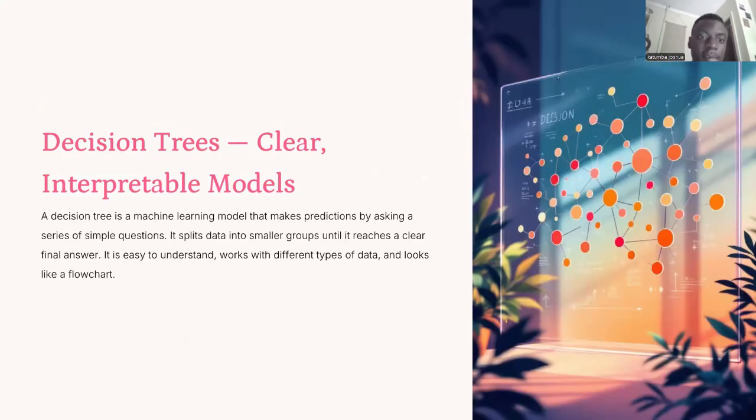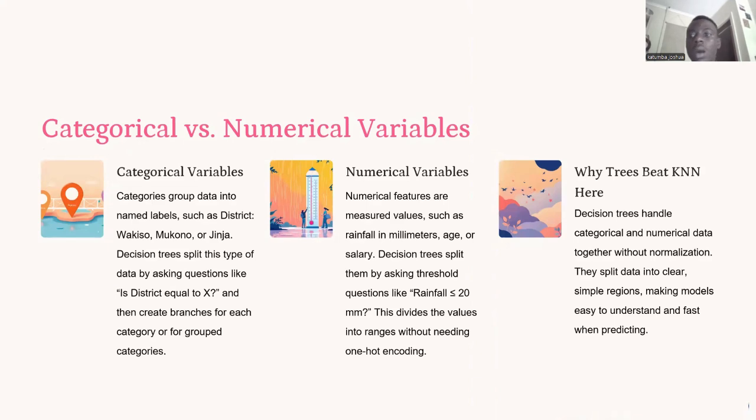Now, decision trees. Decision trees are much clearer and easier to interpret. So you have a machine learning model that makes predictions by asking a series of simple questions. It splits the data into groups until it reaches the final answer that you want. So among it, we have categorical and numerical. So categorical can be, let's say we give you Mukono, Gulu, Lira, Mubende. Now look and say these are districts.